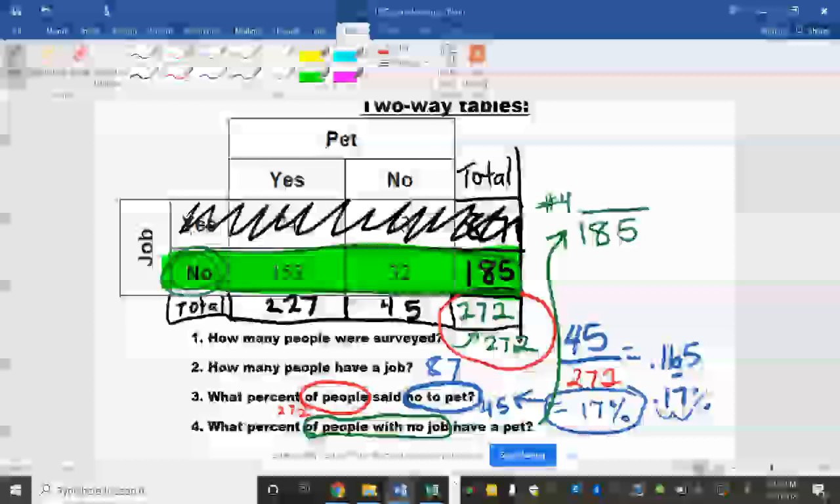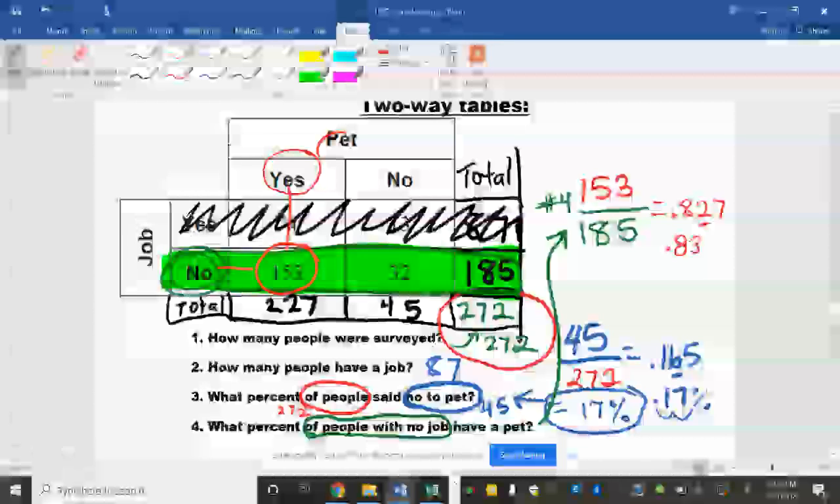Well, I go to pet, right? Yes to pet was this. No to job, but yes to pet is 153. That is the part. So out of the people with no job, the ones that do have a pet is 153. That's a lot of them. So let's divide that. 153 divided by 185 equals 0.827. Once again, the 7 makes the 2 round up to 0.83, which equals 83%.